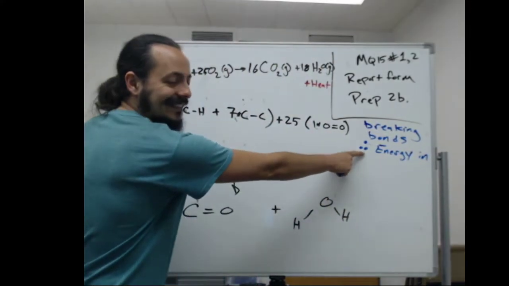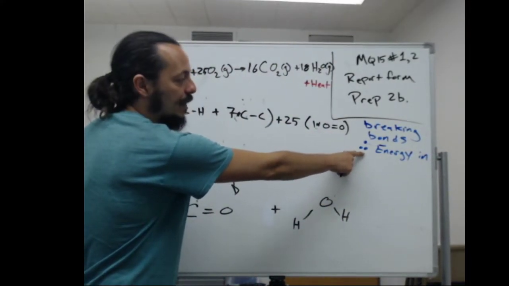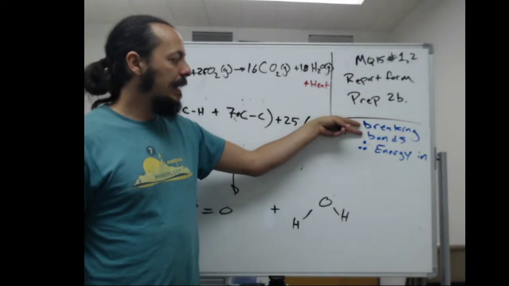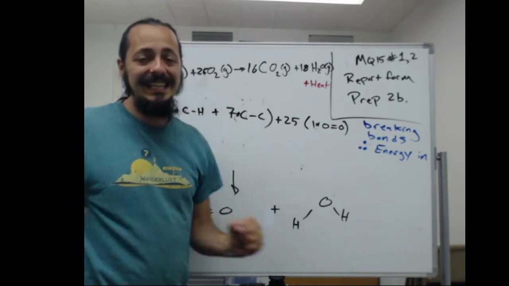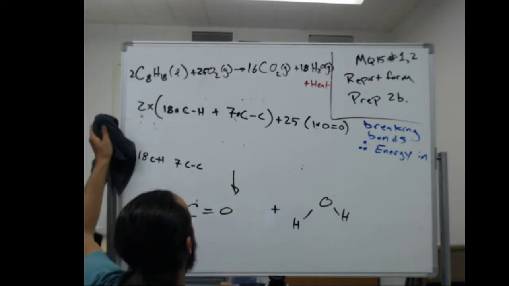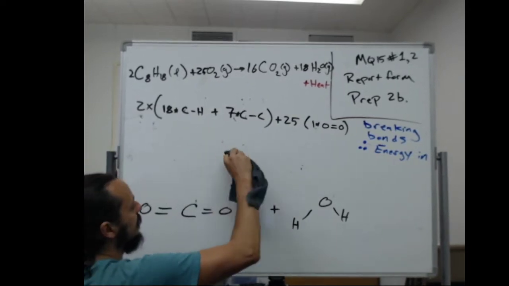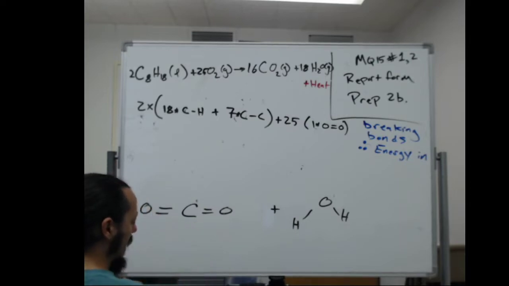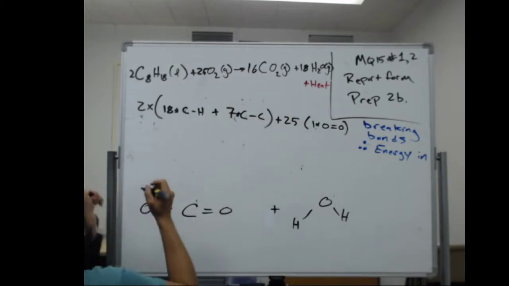the 3 dots is the shorthand notation for therefore. So this thing on the reactant side, I'm going to be breaking bonds, therefore I need to put energy in to break those bonds apart. And then I can look down here at my product side. And I'm going to have 16.